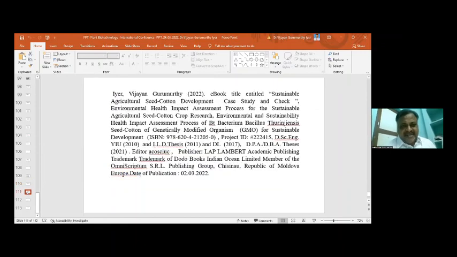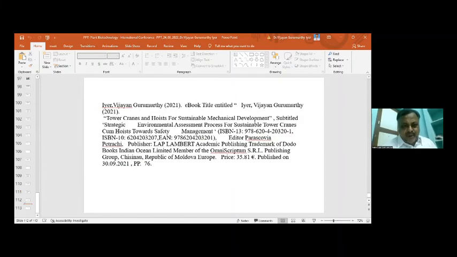And some of the publications: Sustainable Agriculture Seed Cotton Development Case Study and Check, Environmental Health Impact Assessment Process for the Sustainable Agricultural Seed Cotton Crop Research, Environmental and Sustainability Health Impact Assessment Process of BT Bacterium Bacillus thuringiensis Seed Cotton of Genetically Modified Organism GMO for Sustainable Development. That is a development that meets the needs of the present generation, that is a 30-year period, without compromising the ability and efficiency of the future generation to meet their own needs.